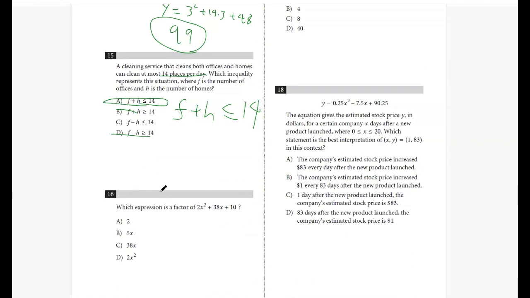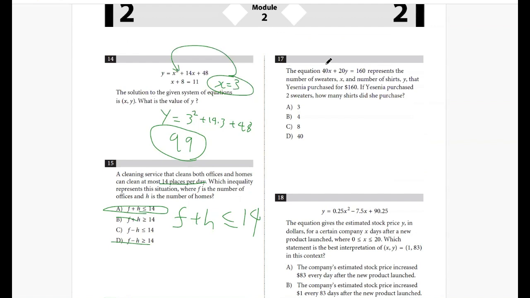Which expression is a factor of 2x squared plus 38x plus 10? Since they're all even numbers, I can immediately pull the 2 out to the front. So obviously 2 is the answer. So A is correct.